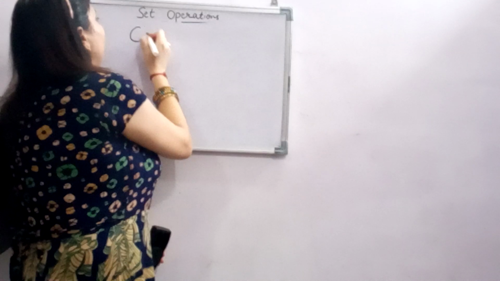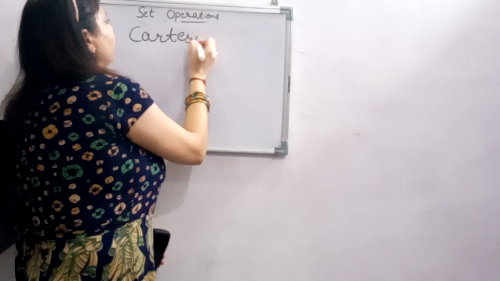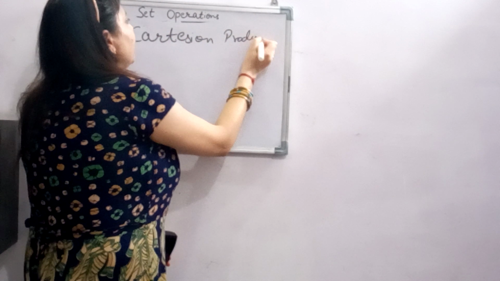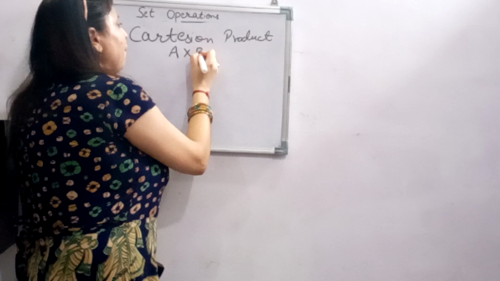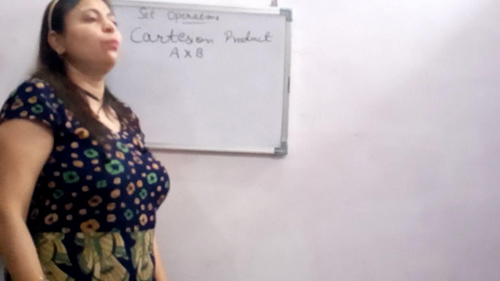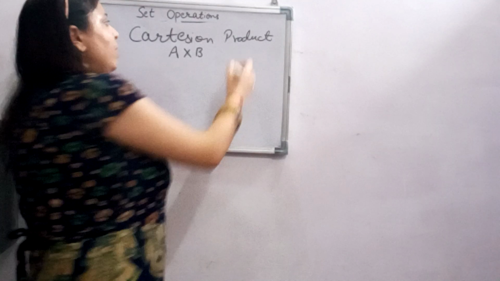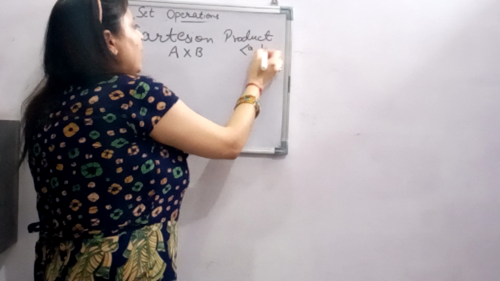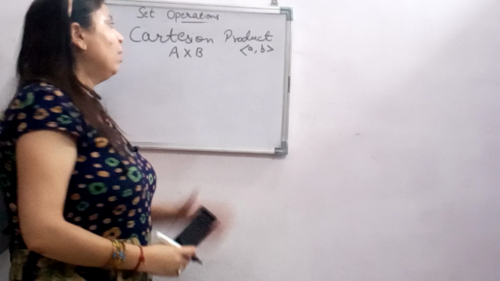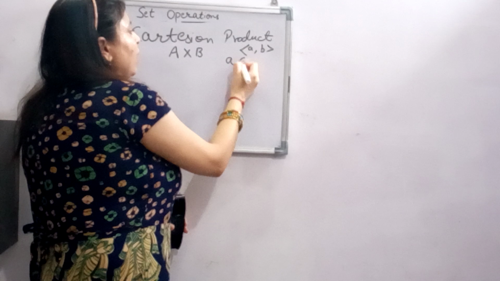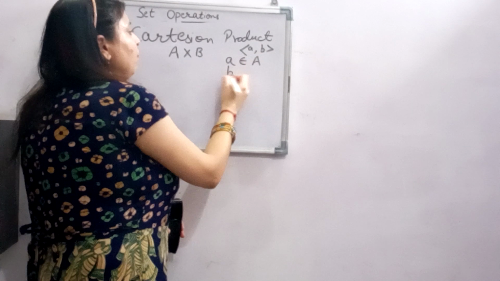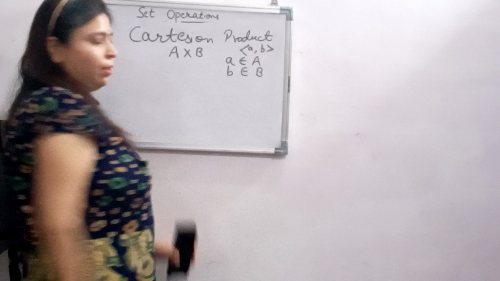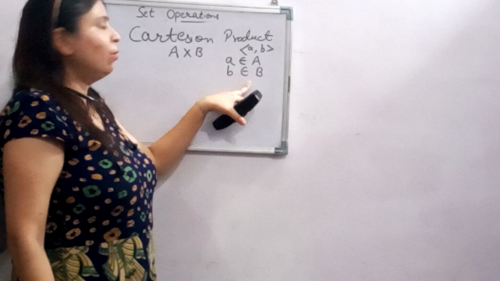Now let's come to the Cartesian product, which is a very important operation on sets. What is the Cartesian product? The Cartesian product is denoted by A cross B and it is the set which contains ordered pairs. For example, it contains ordered pairs (a, b), like (a1, b1) and so on, where small a belongs to set A and b belongs to set B. This is the symbol of belongs, you already know about it.